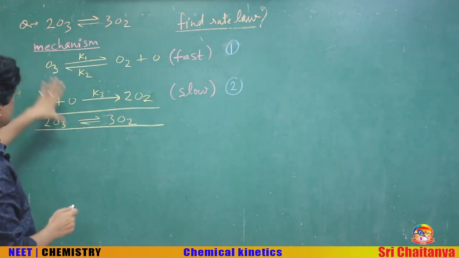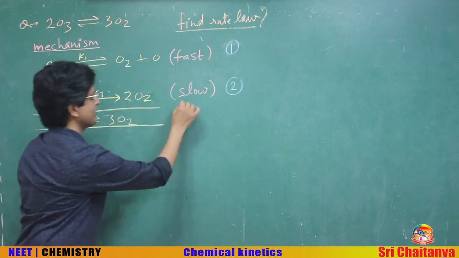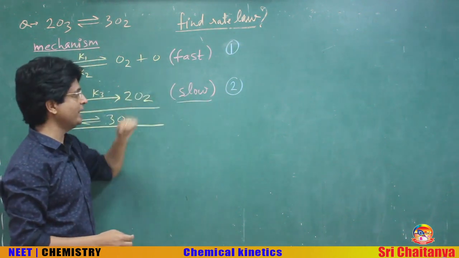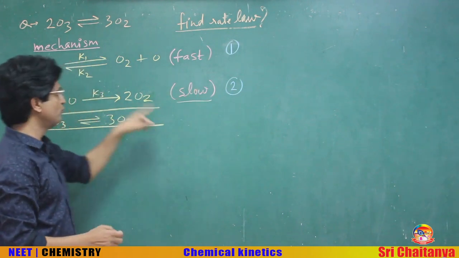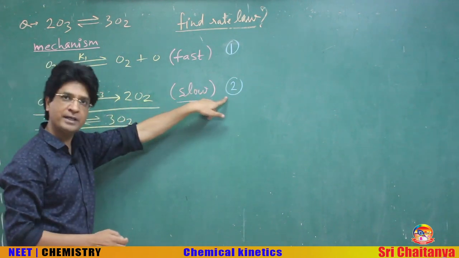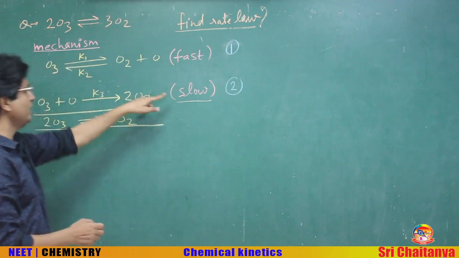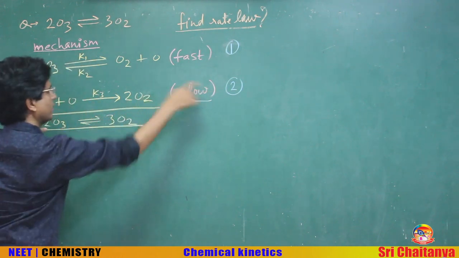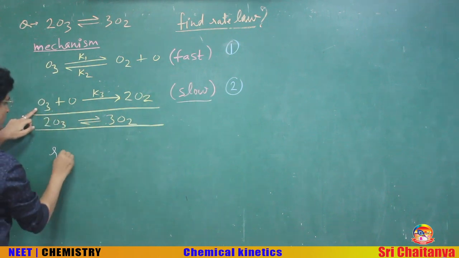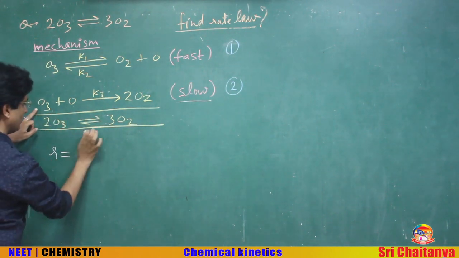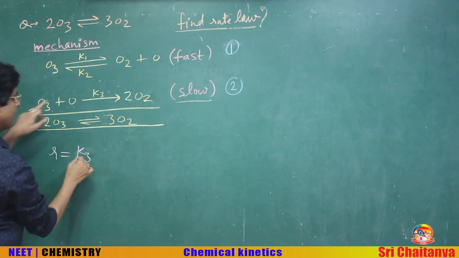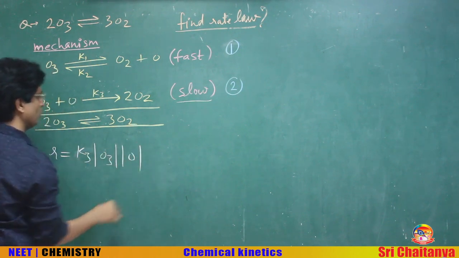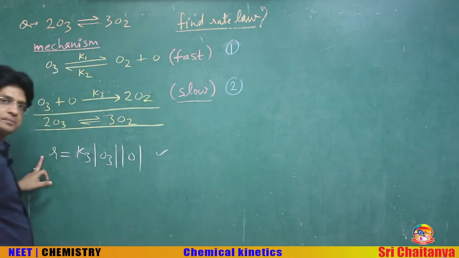In these questions, first of all, go to the slow step. This mechanism will contain some steps which will be fast and one step will be slow. You focus on the slow step, that is the RDS. Write down the rate law for the slowest step. So I'll write down the rate law for the second reaction. The rate law will be K3 [O3][O].